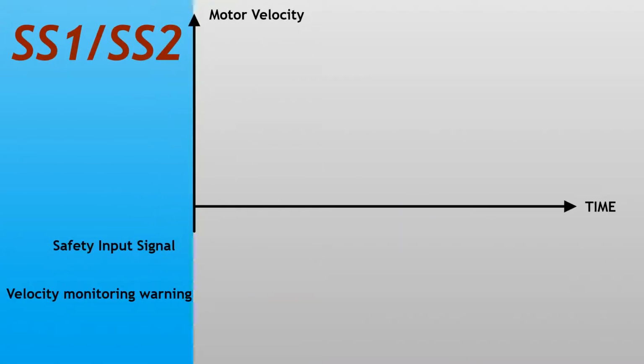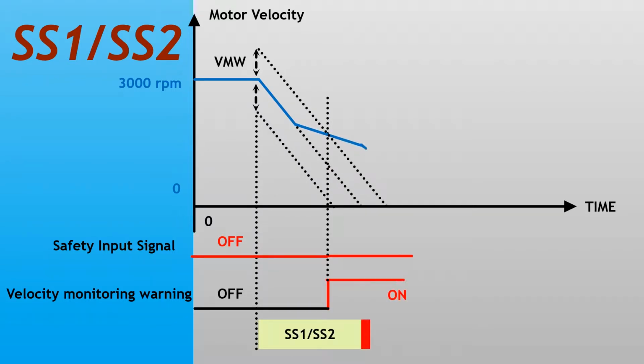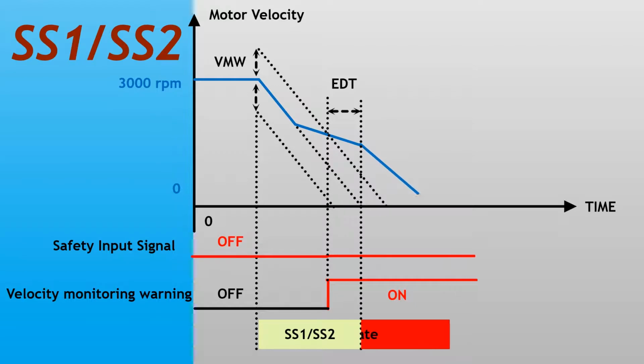SS1 and SS2 monitor velocity with specified velocity monitoring width, VMW, during the deceleration stop. When velocity deviation continues exceeding velocity monitoring width during error detection time, EDT, it transitions to STO state and outputs a velocity monitoring warning.